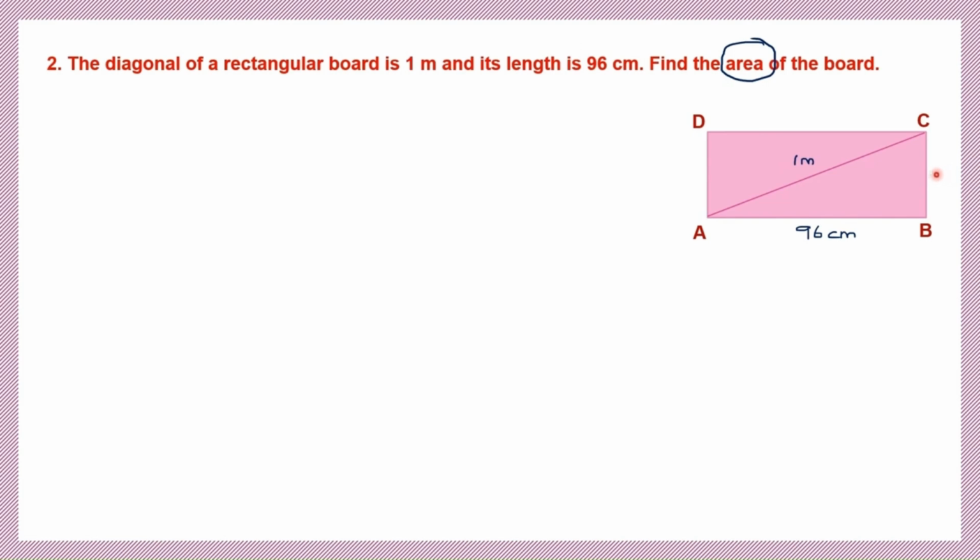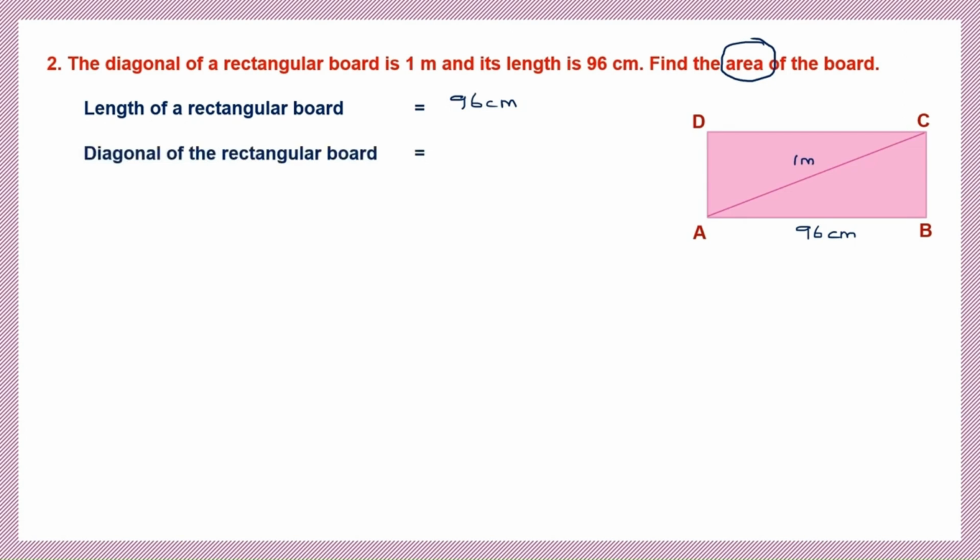So let's write what's given to us first. So we've been given the length of the rectangular board. Look at the figure. It says 96 centimeters. We've also been given the measurement of the diagonal, which is 1 meter. Now, as you can see, the length is in centimeters, diagonal is in meters. So let's convert this diagonal into centimeters. 1 meter has 100 centimeters. So now the measurement of the diagonal is 100 centimeters. So we can write it there, 100 centimeters.